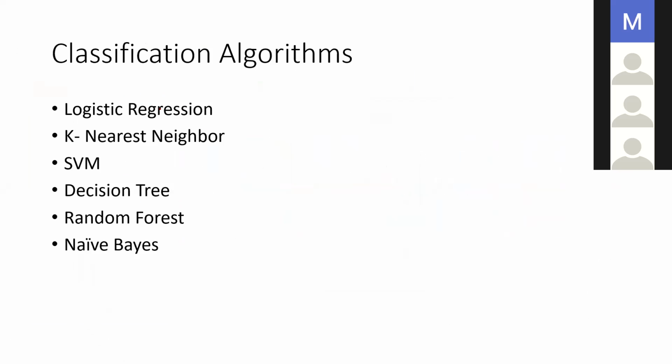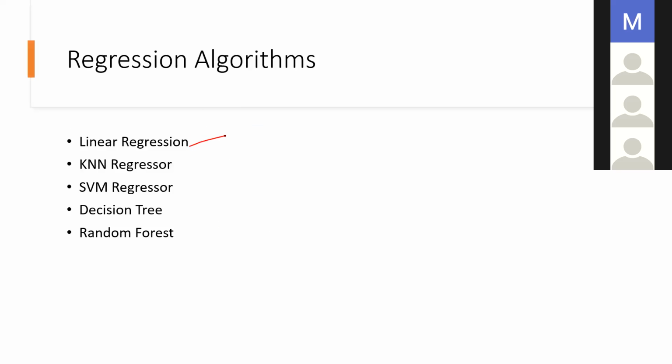So I can say there is one thing: KNN, SVM, decision tree, random forest, these all support both classification and regression, and naive Bayes only supports classification, logistic regression only supports classification, and linear regression only supports regression. So these 4 algorithms are common. You can use them in regression and classification both.